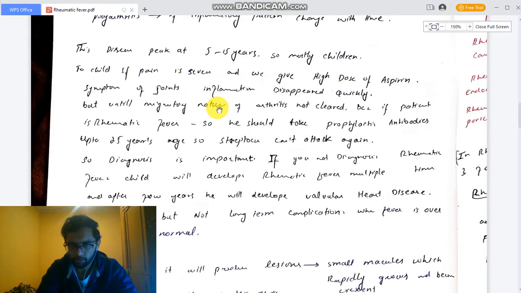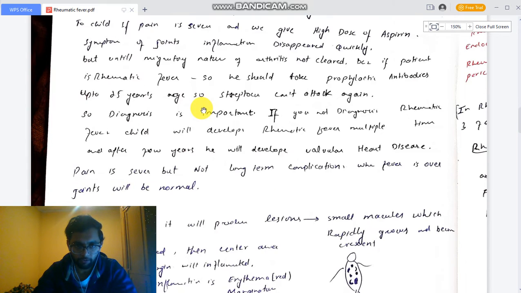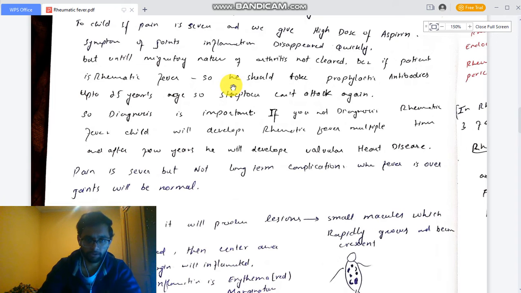If you do not diagnose rheumatic fever, the child will develop rheumatic fever multiple times, and after a few years he will develop valvular heart disease. So diagnosis must be on time to treat this disease. If it is prolonged, it causes serious heart complications. Valvulitis is the most common complication in chronic rheumatic fever, which causes multiple damage to the heart, like congestive heart failure. Most commonly the mitral valve is affected, causing mitral regurgitation.